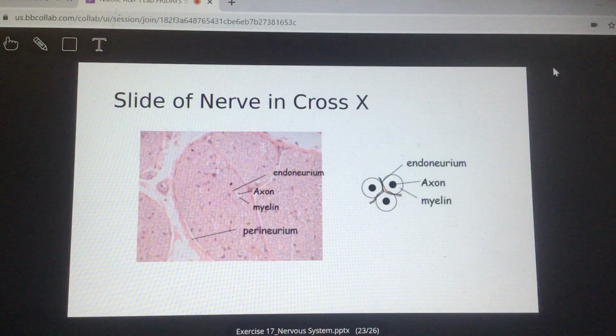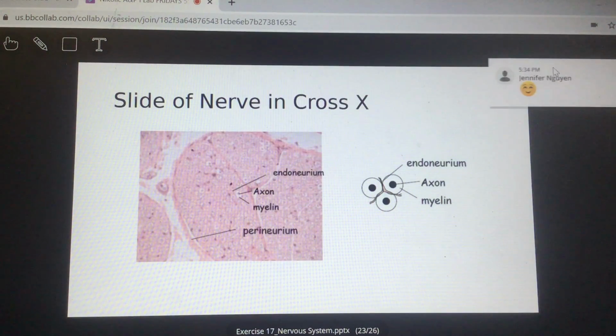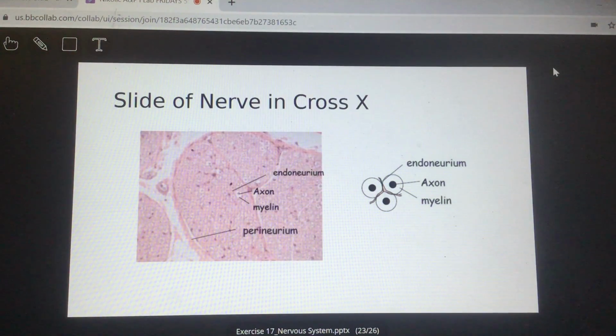So basically where we are is we're in the slide of the nerve in cross-section, on page 129, and there are four things that you need to know. And it's right here. You need to know the axon, the myelin, the endoneurium, and the perineurium. So a couple things here right off the bat.